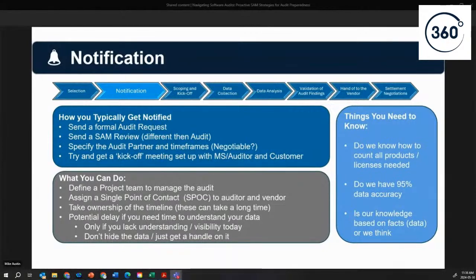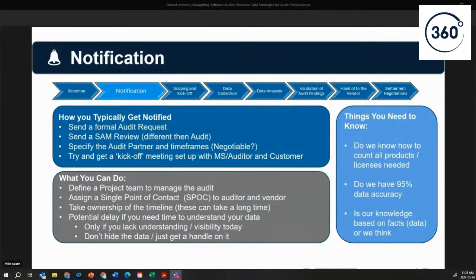So the next thing is the notification. Typically what will happen is you'll get a formal audit request. Usually it's in the form of an email or a letter. It's very legal sounding. Sometimes you might get a SAM review that's different than an audit. Usually the difference is more in the way that things get settled. In an audit, typically there's penalties. They can charge you above list and things like that, depending on the vendor. With a SAM review, if you're found to be non-compliant, it's usually just buy under the terms of your current contract. It's not as rigorous as well.